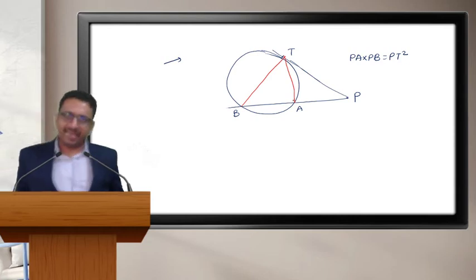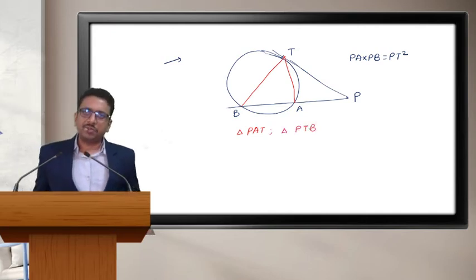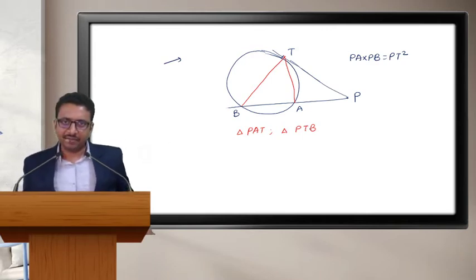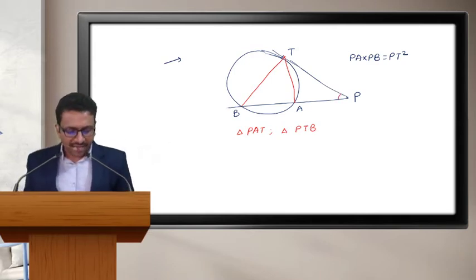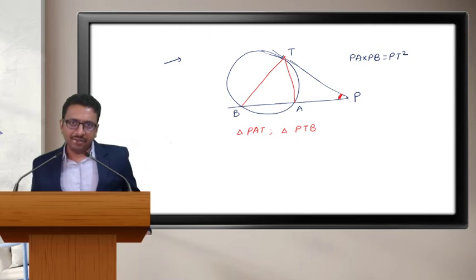Now also you have triangles. So take triangle PAT, okay, and triangle PTB. Smaller triangle and the bigger triangle. Can you do this? Can you take these two triangles? Yes, sir. So angle P is common. Yes or no? Yes, sir. Angle P is common.